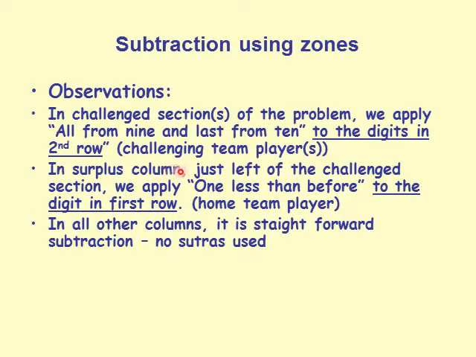Okay, in the surplus column just left of the challenge section, we apply 1 less than before to the digit in the first row, which is my home team player. And in all other columns, it's straightforward subtraction, no sutras used, no sutras applicable.